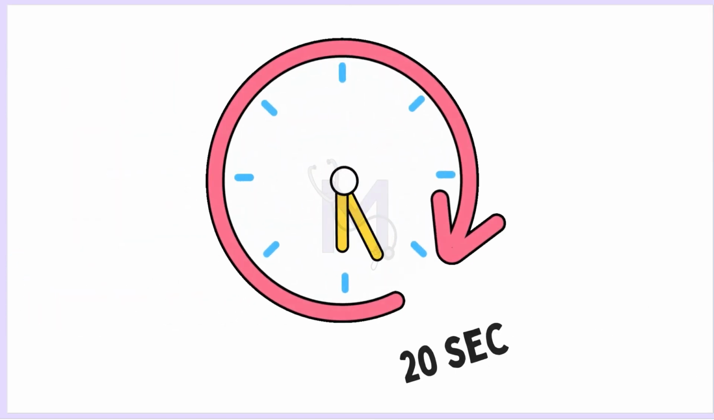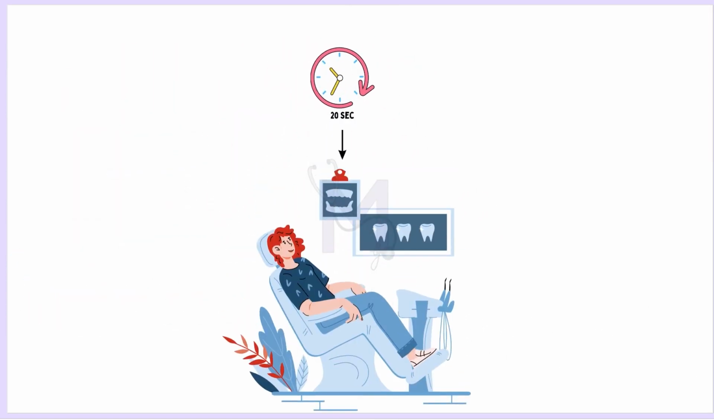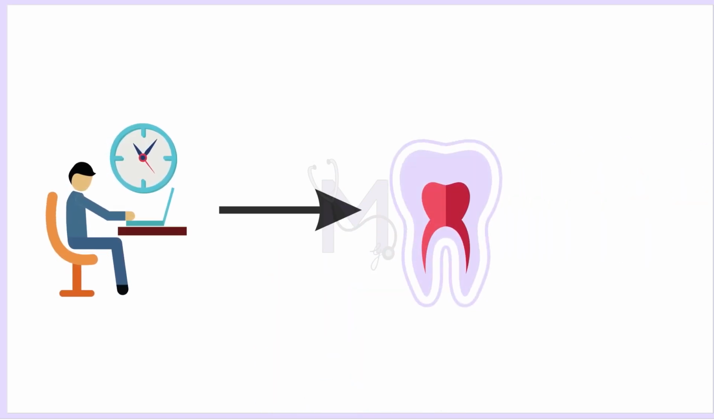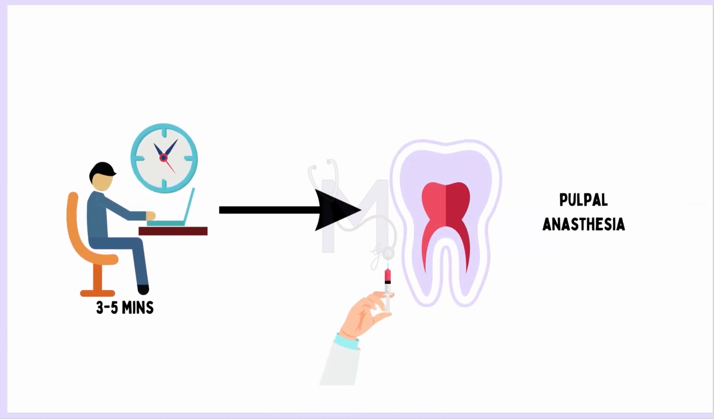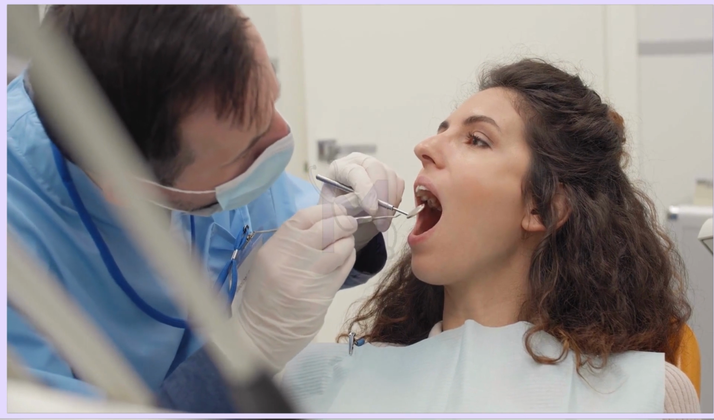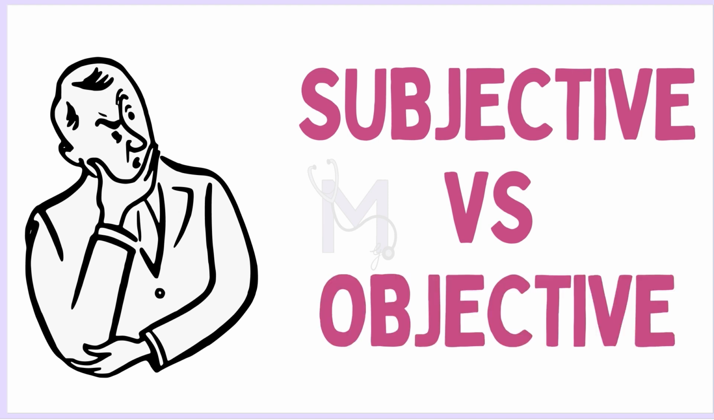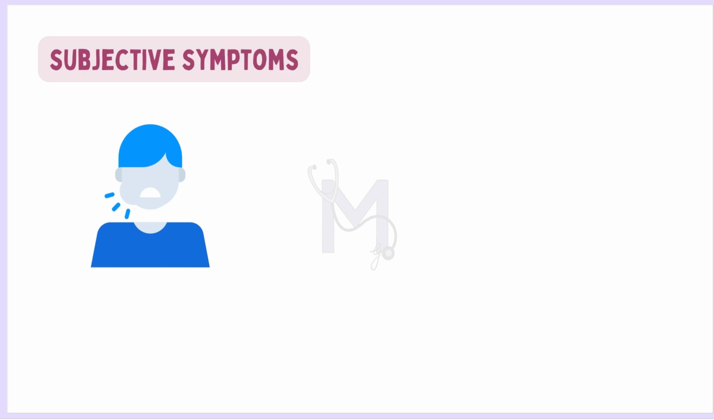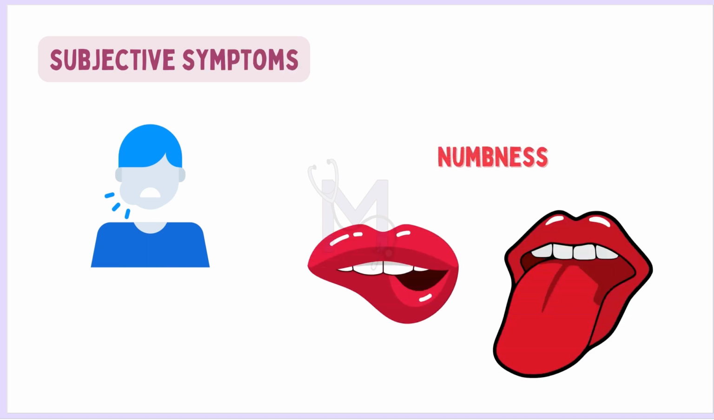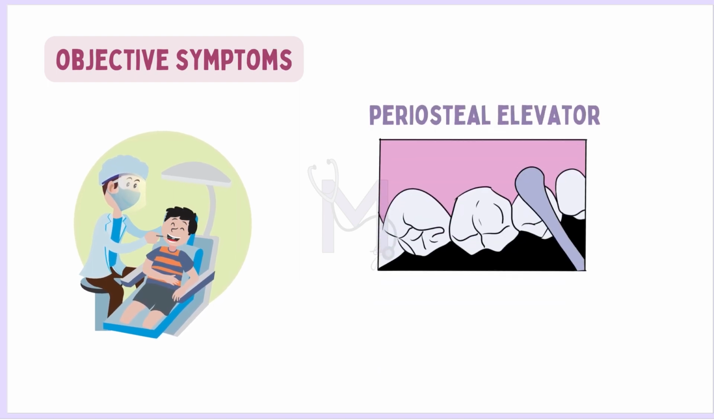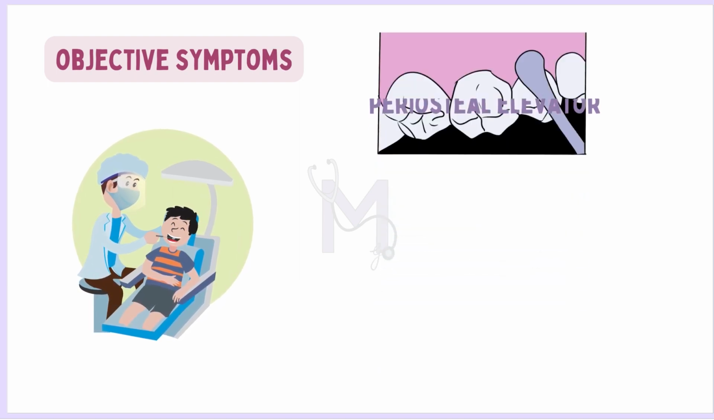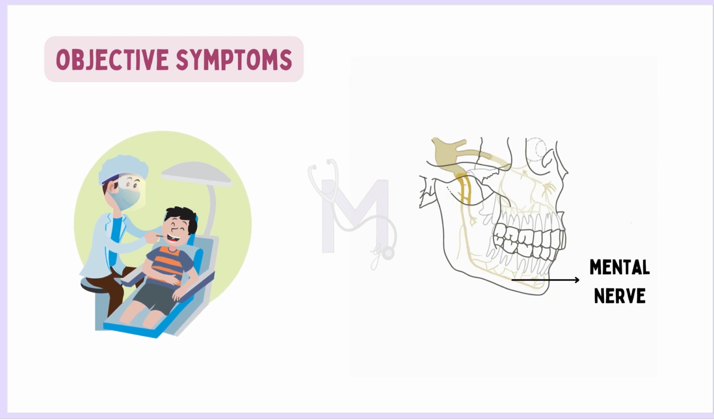After approximately 20 seconds, seat the patient in a semi-upright position and wait 3 to 5 minutes before testing for pulpal anesthesia. Now that the block has been given, we need to check if it's actually working. This is done by assessing the subjective and objective symptoms. Subjective symptoms are those which the patient can feel. It usually exists as a feeling of numbness, especially in the lower lip and tongue. Objective symptoms are assessed by the operator using a blunt instrument such as a periosteal elevator and propped on the gingiva in the mental nerve region where the patient will respond with no pain.